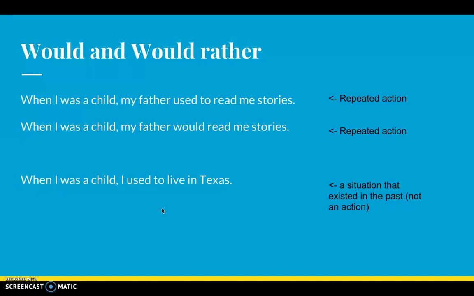However, we can also use used to. Notice this used is in the past form and it stays that way, does not change. When I was a child, I used to live in Texas. Used to live in Texas. This is a situation that existed in the past. It's not a repeated action. So I cannot use would, but I can use used to.